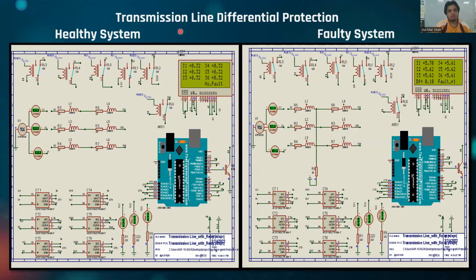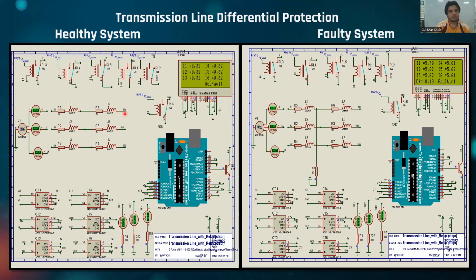Now this is the Proteus simulation where we have simulated the transmission line differential protection. This is the healthy system where we have three-phase supply, and these are meters which measure the current. And after the meter connections, we have connected in series. These are 3 input CTs and these are 3 output CTs, and the connection goes to the positive side of the CT, and this output is connected with this.